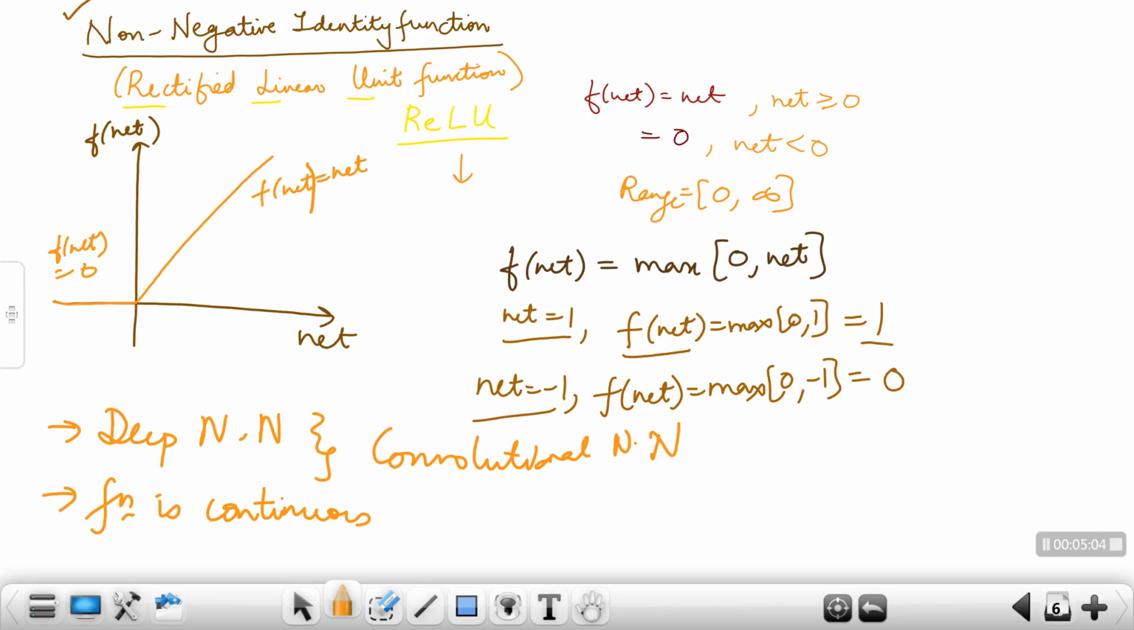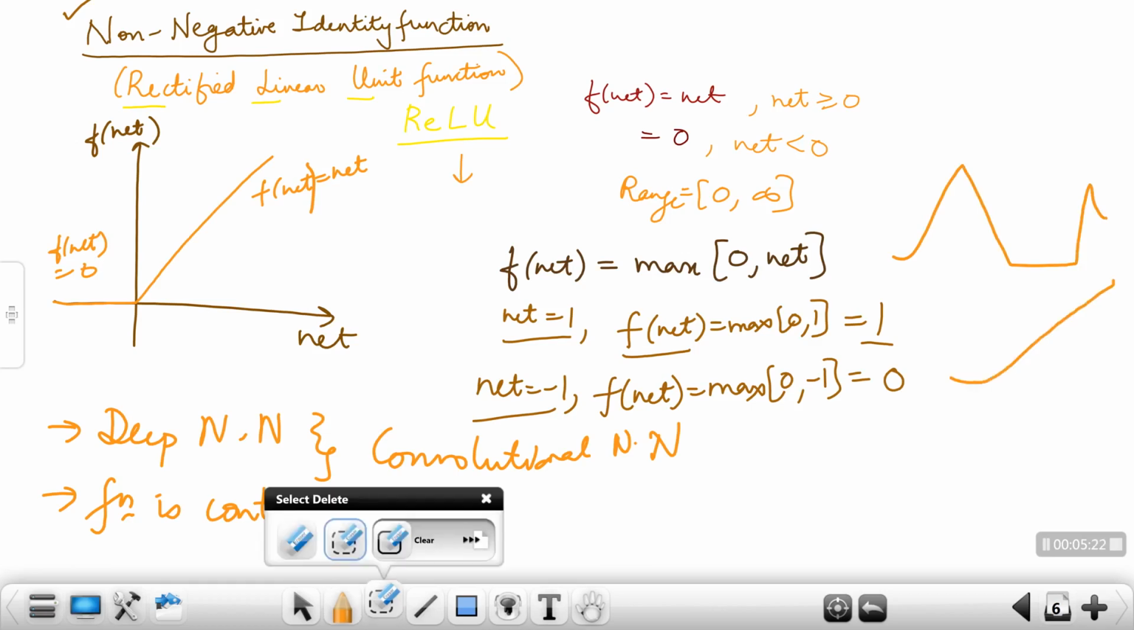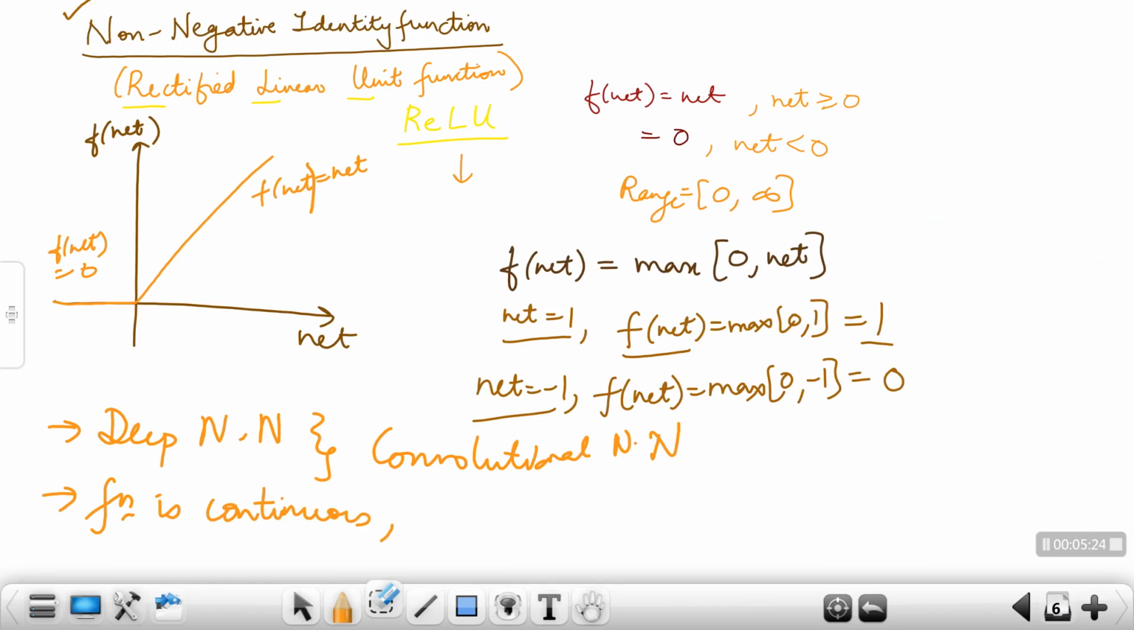So the function is monotonically increasing. So function is monotonic. Monotonic meaning what? It is going on increasing. If at all a function is increasing and decreasing, it is not monotonic. It has to be continuously increasing in whatever shape, then it is called a monotonic function. So the function is monotonic and its derivative is also monotonic.